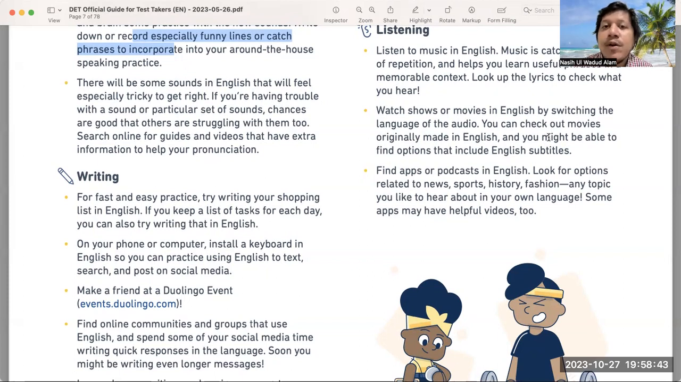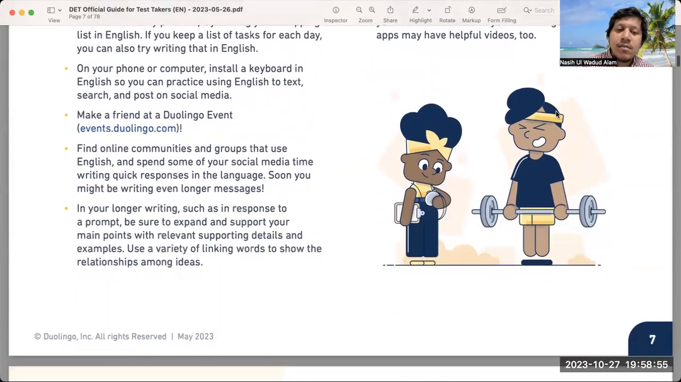Then you can follow sports, you can watch sports news, you can watch history news, you can watch fashion news, you can even watch soap operas in English, whatever makes you feel comfortable.